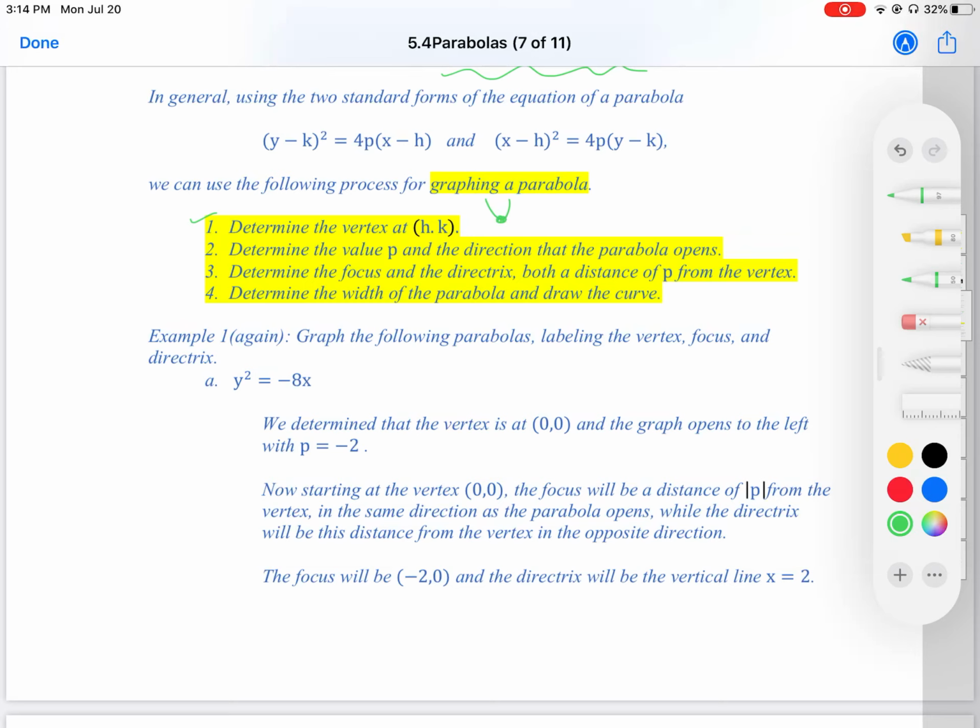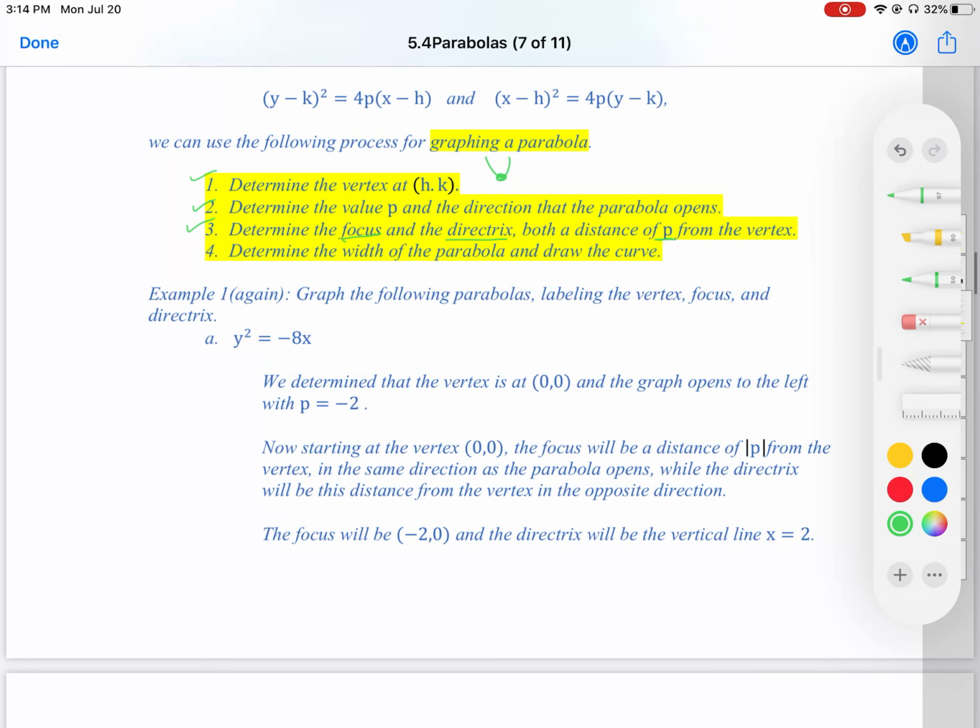Second, determine the p-value and the direction the parabola opens. That p-value will serve two purposes. This will help us find the directrix and the focus. And that's step 3: determine the focus and the directrix, both a distance p from the vertex. Then determine the width of the parabola and draw the curve. The width will be found with the formula 2 times p.